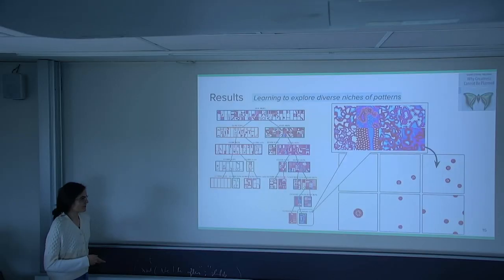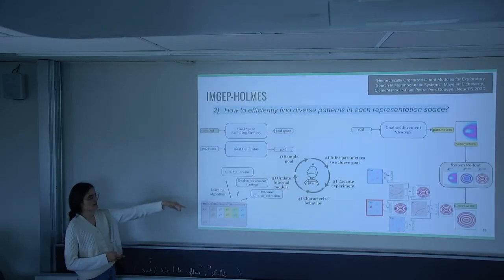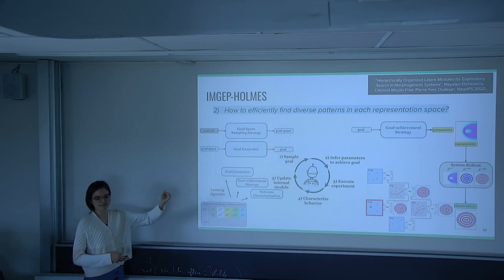Yeah, also what I didn't mention here is that this is an unguided variant, so the agent was uniformly sampling spaces and then uniformly sampling goals in that space, so there is no guidance from the human yet.